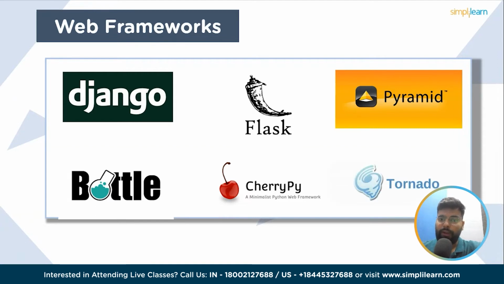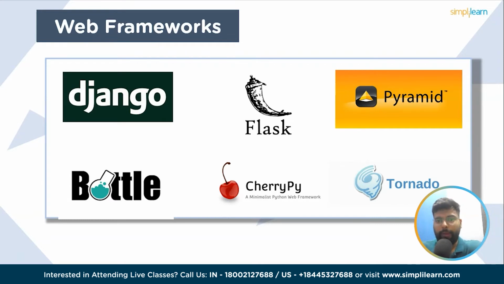Next we have Tornado. Tornado is a high-performance web framework that is designed for handling large amounts of traffic and connections. It provides a built-in web server and supports many extensions. And next we have Web2py. Web2py is a full-stack web framework that is designed to be easy to learn and use. It provides many built-in features such as an ORM, a web-based IDE, and a powerful URL routing system.